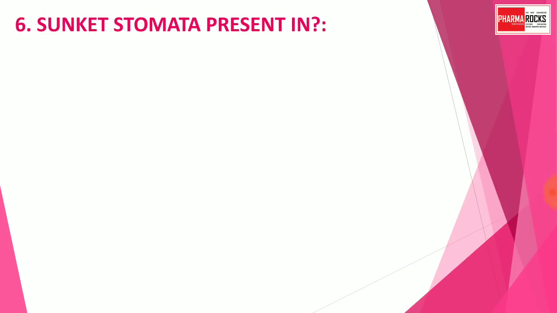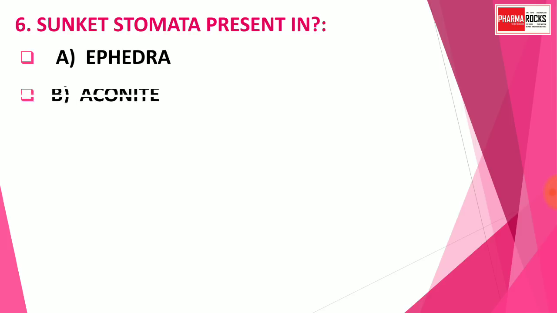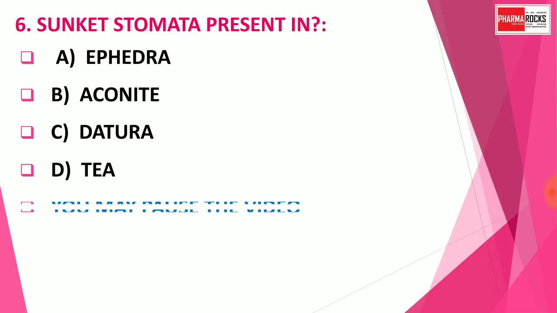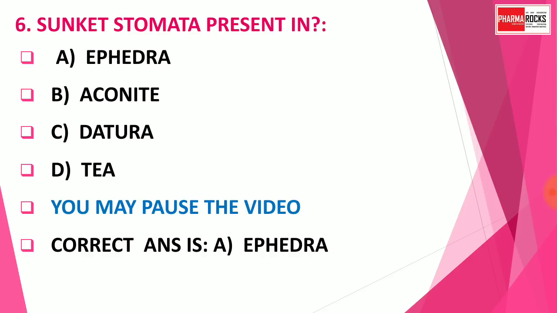Question number 6. Sunken stomata present in. You have to correct the spelling. It is sunken, not sunket. Okay, so sunken stomata are present in, and the options are option A, ephedra, option B, aconite, option C, datura, and option D, tea. You may pause the video and think about the answer, and the correct answer is option A, ephedra. Ephedra contains the sunken stomata. Sunken stomata are present in ephedra.